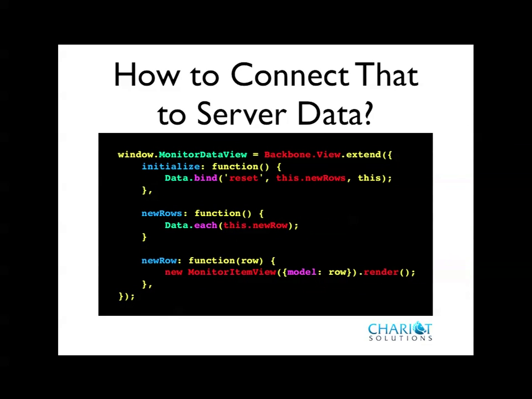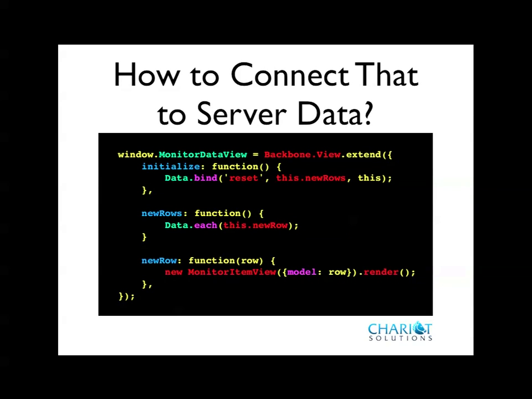And then I have a view for the whole application. The previous view was for one row in the table. This is for the whole thing. So it binds to the reset operation on that global data variable, our collection of data. Anytime that collection of data changes, we are going to create new row views, and then we're going to render the row views on the bottom line there.